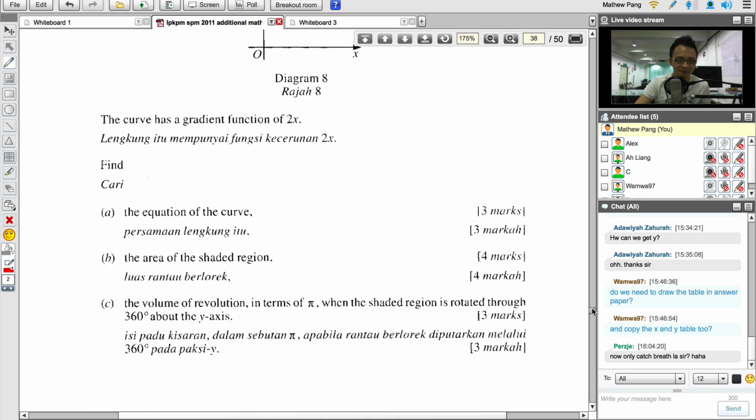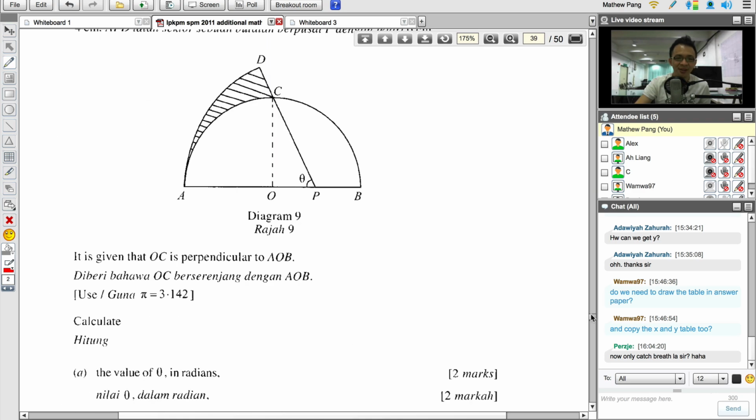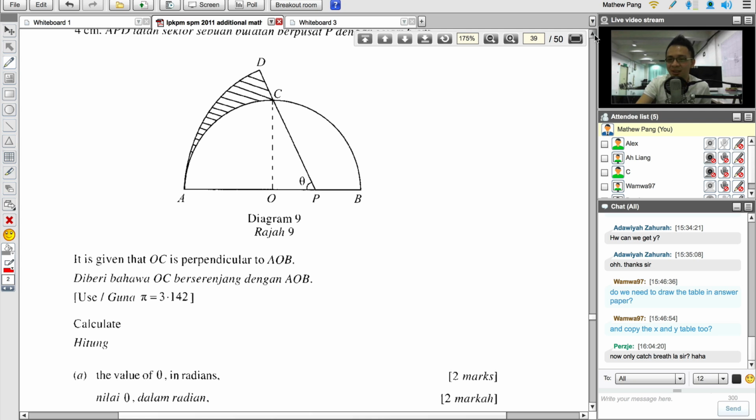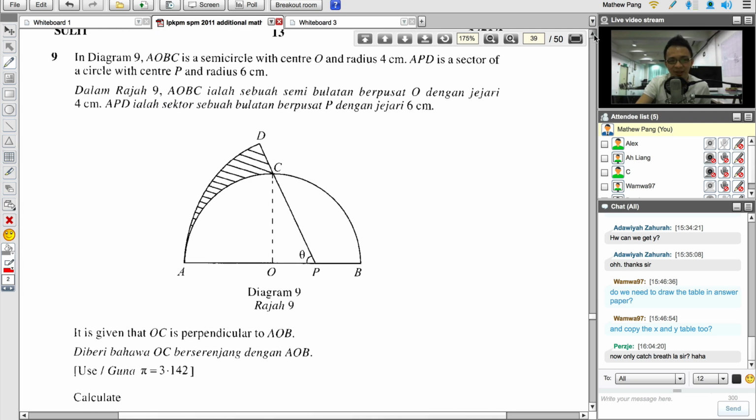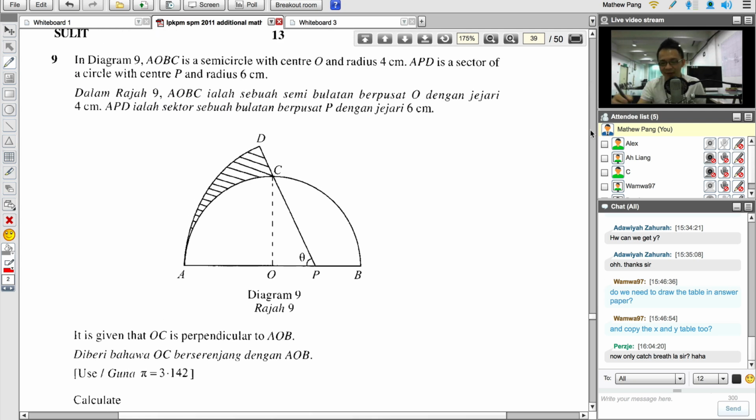Okay, this one is circular measure. I think circular measure is one of the easier chapters, if you ask me. So over here, get whatever information you have for circular measure.